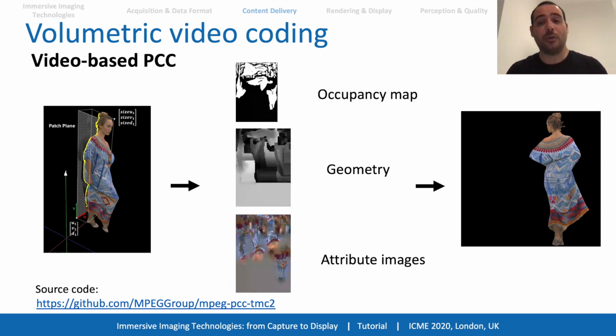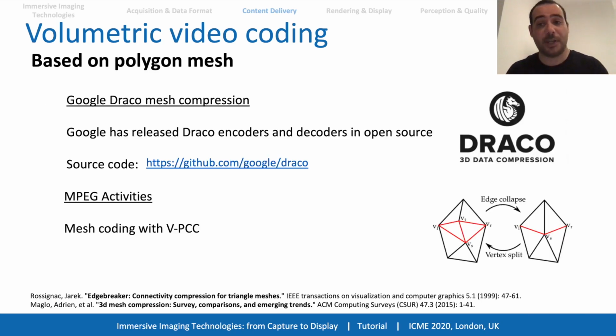There are also volumetric video coding activities for polygon mesh representation. For example, Google has released the Draco codec, and the Draco codec uses connectivity coding based on the edge breaker algorithm. There are also MPEG standardization activities for polygon mesh coding using the VPCC codec. The main target is to extend VPCC to polygon mesh representation.